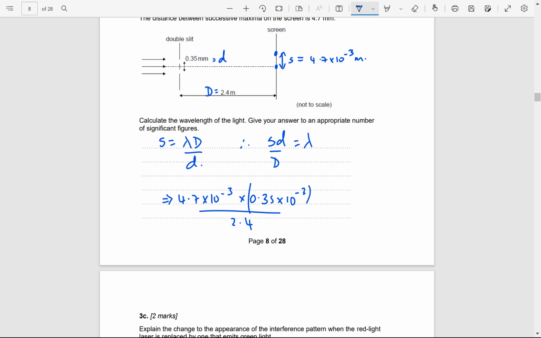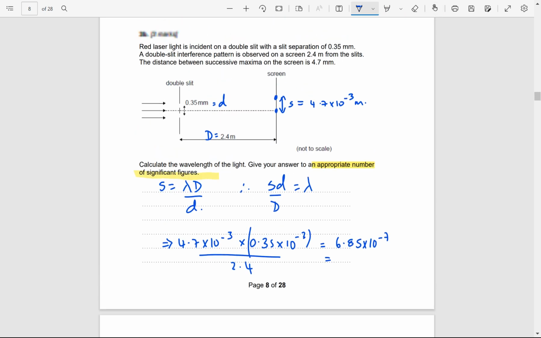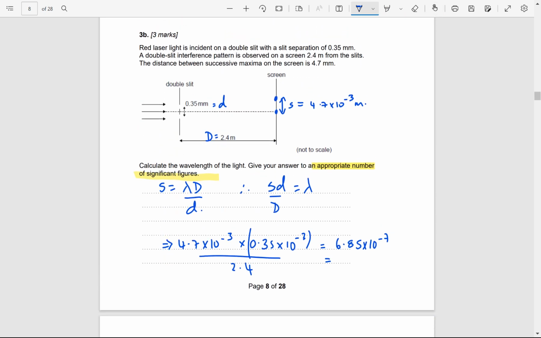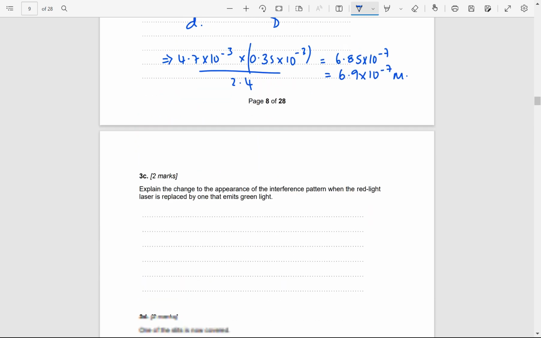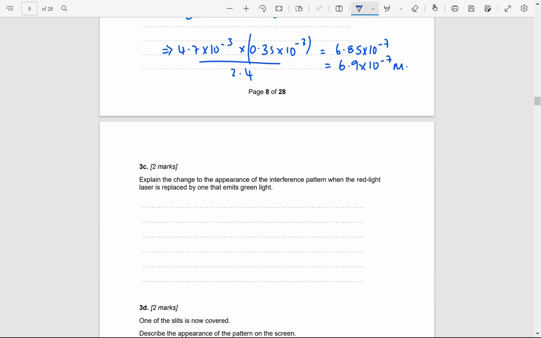It's 2.4, which creates 6.85 times 10 to the minus 7, but it says to an appropriate number of sig figs. Some people missed this, so I'm just going to go ahead and see what I need to do it to. 2 sig figs. So for that final mark, it needs to be 2 sig figs. What am I working in? Meters. Right.